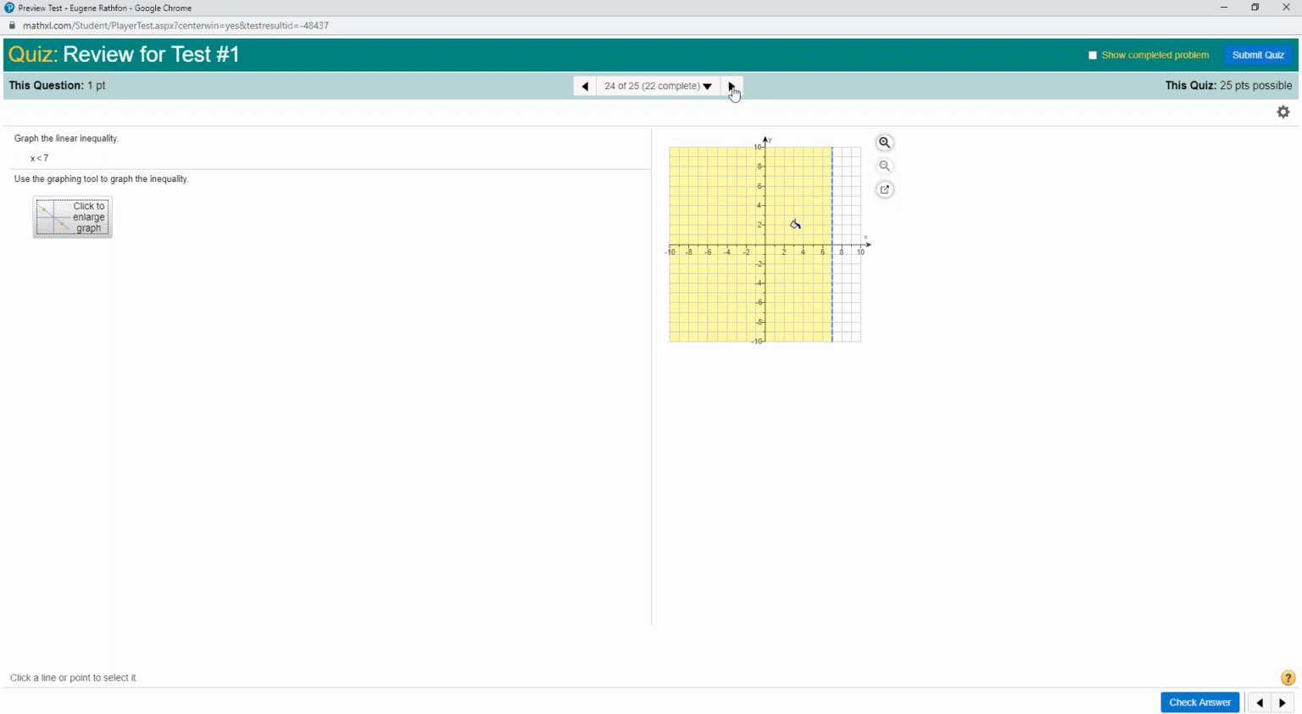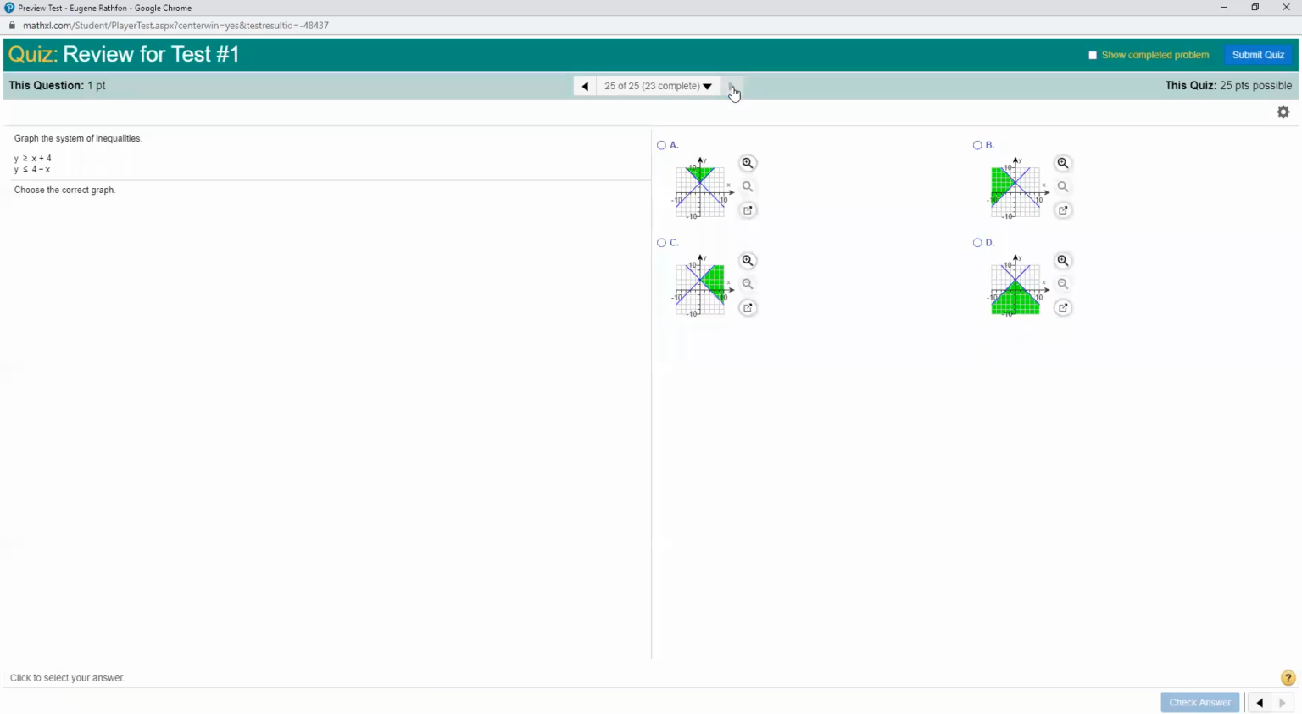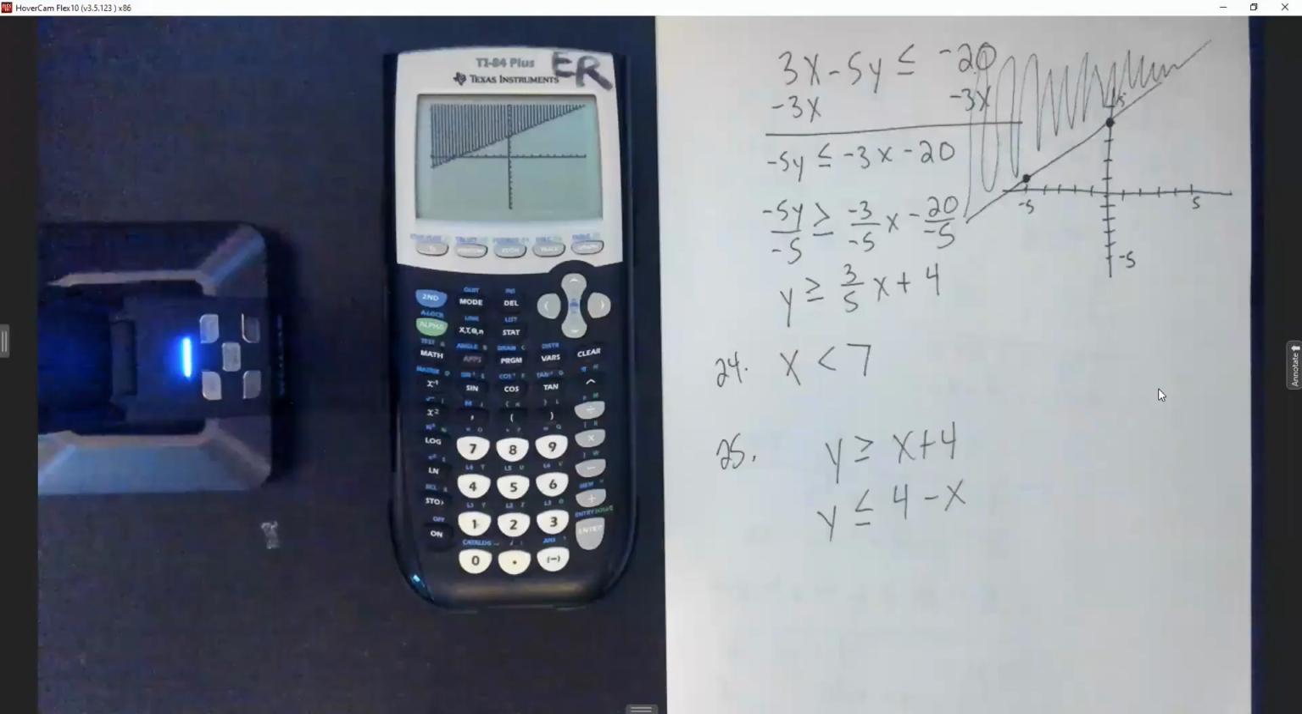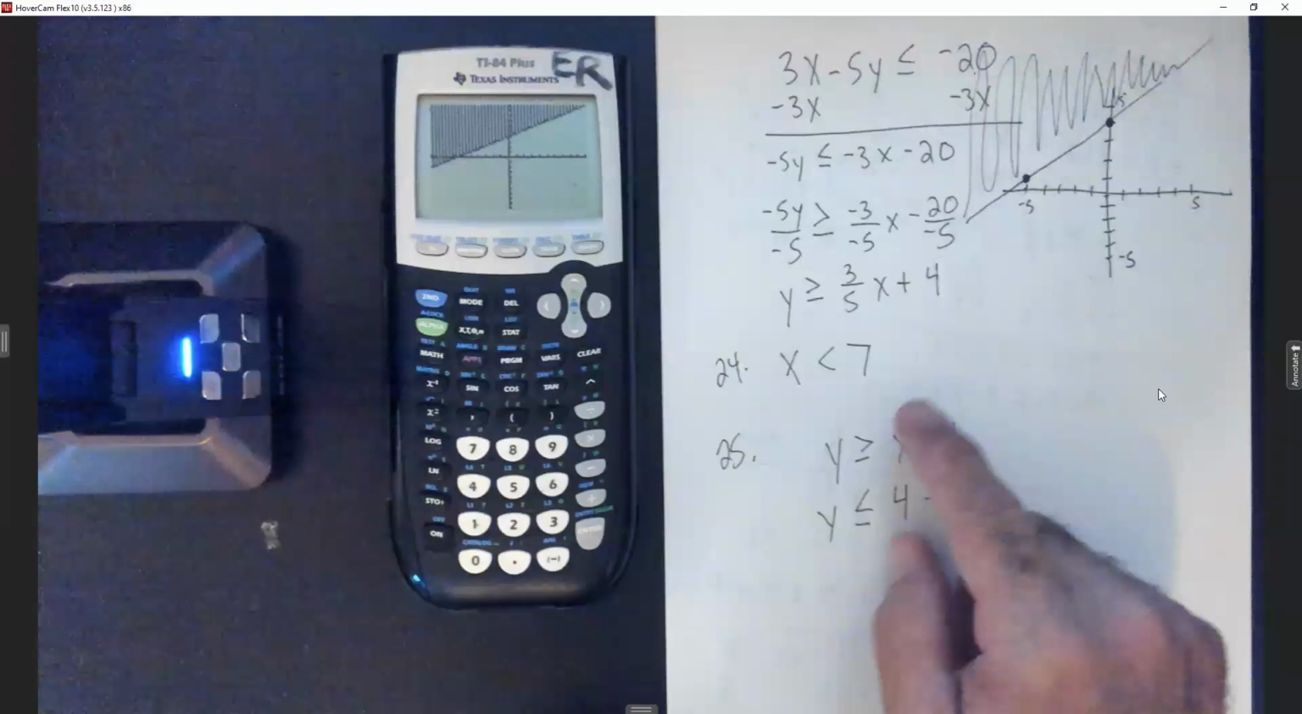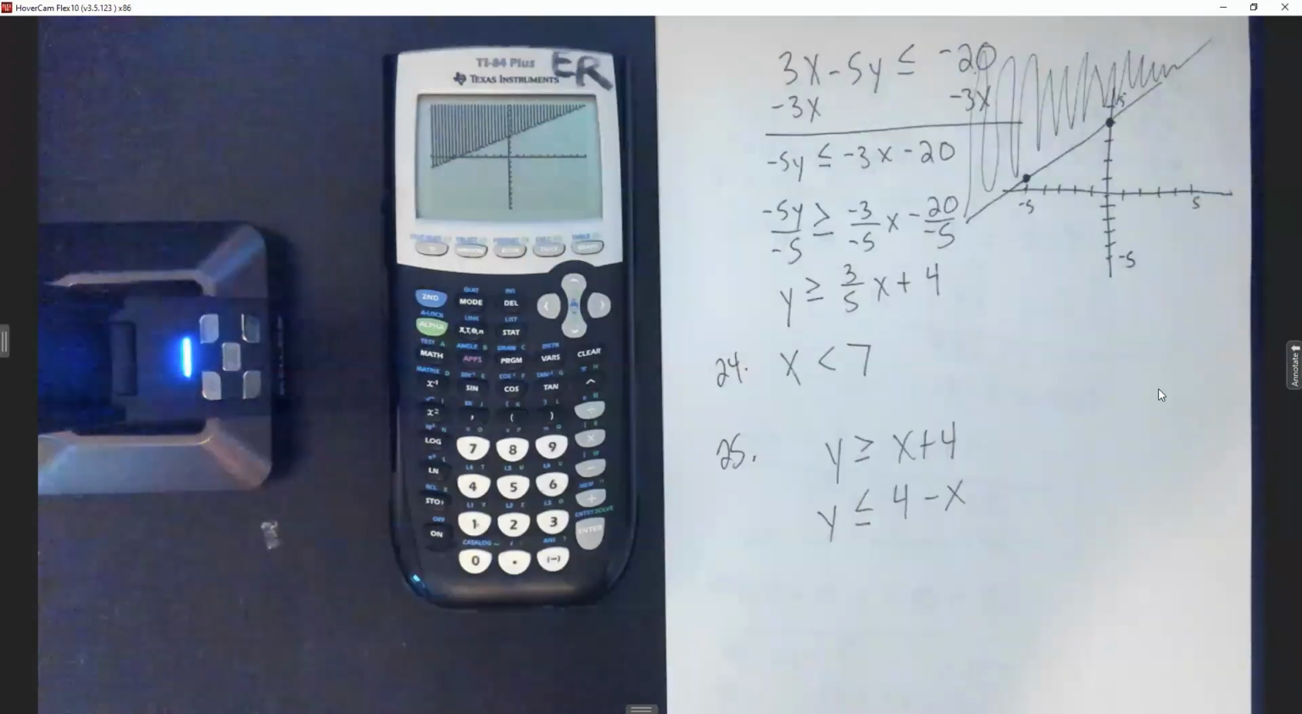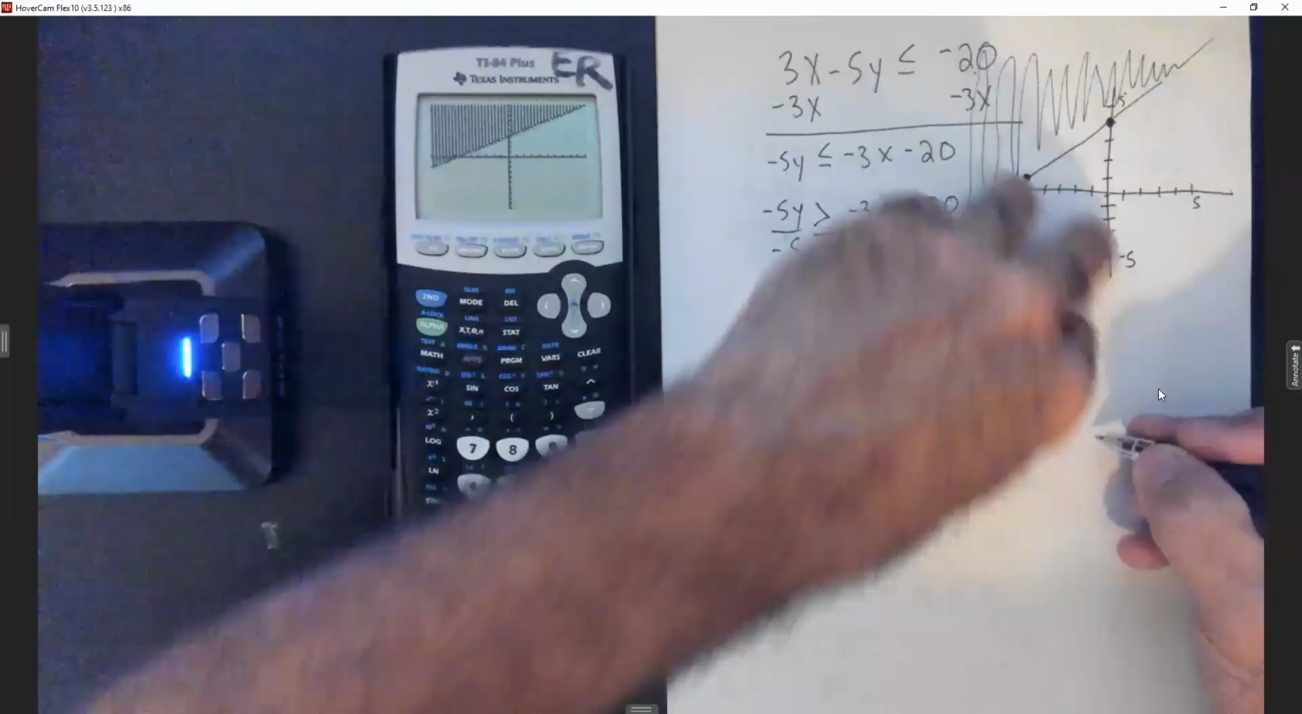All right, then let's move on to the last one. I think this is the system. So y is greater than or equal to x plus 4. y is less than or equal to 4 minus x. All right, so we definitely want to do that by hand probably. Now, the answer to this will be the shaded region that gets double shaded, okay? So I can do this by hand real quick, and then I'm going to show you the calculator.